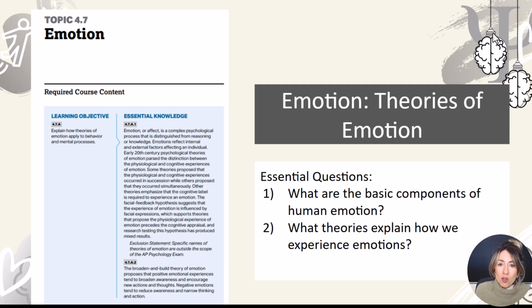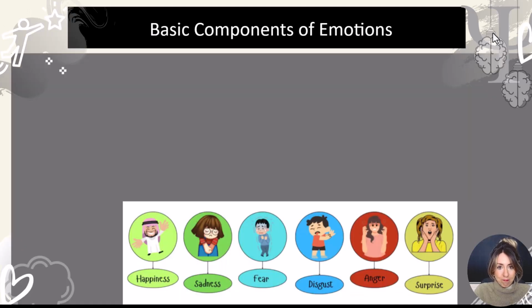Today we are continuing our topic of motivation and emotion, but moving from motivation into theories of emotion. This aligns with College Board topic 4.7, learning objective: explain how the theories of emotion apply to behavior and mental processes. And in order to meet this objective, we're going to focus on two essential questions. First is, what are the basic components of human emotion? And then second, what theories explain how we experience emotions?